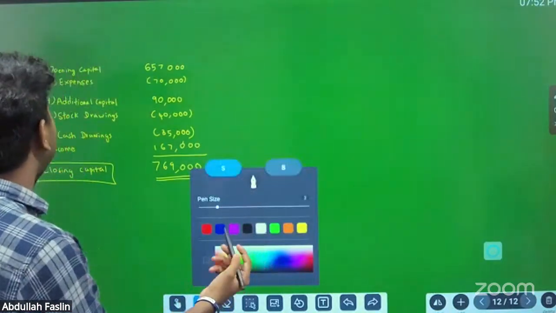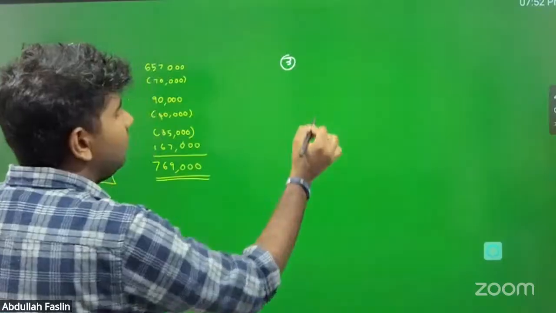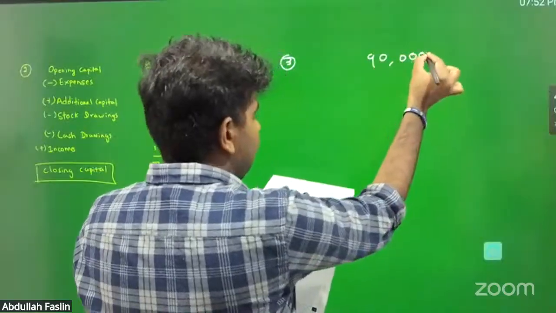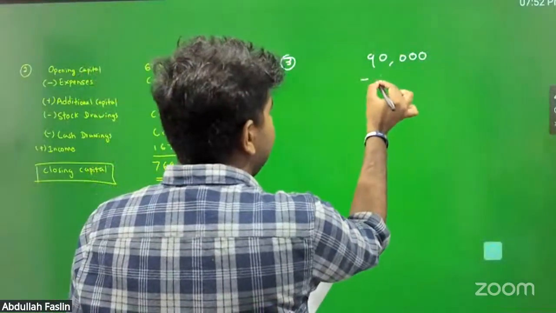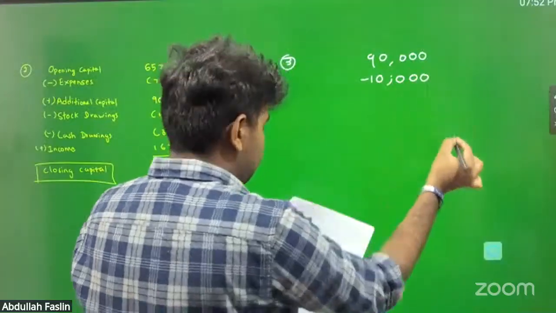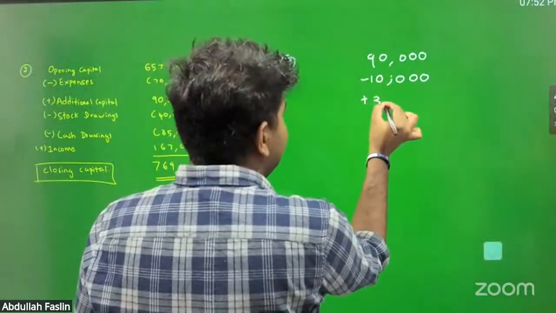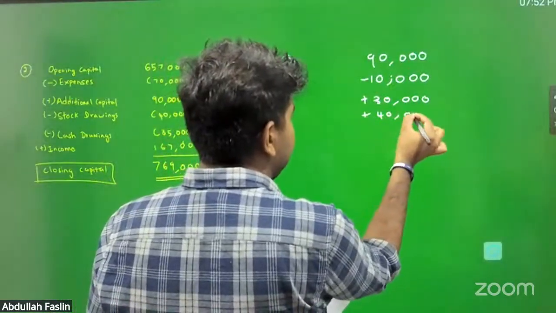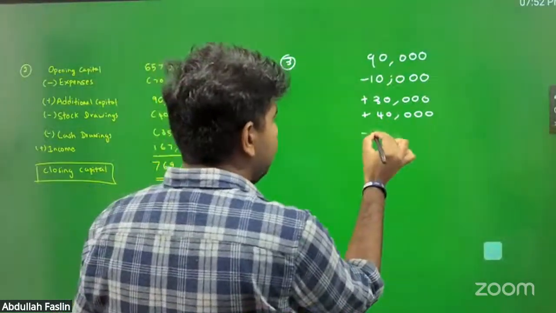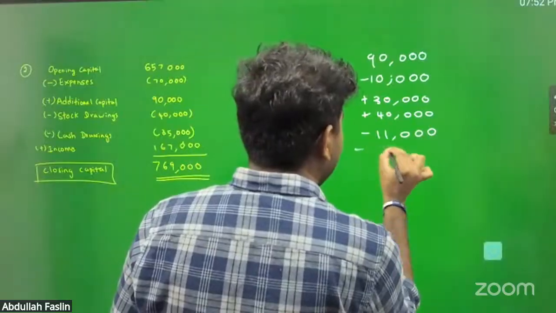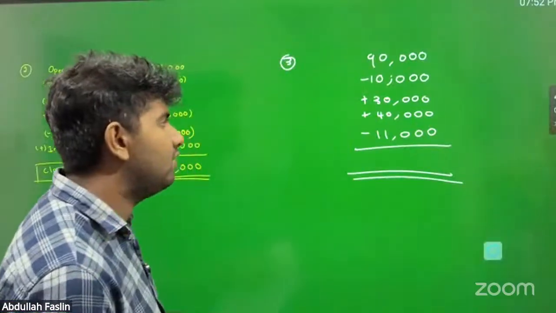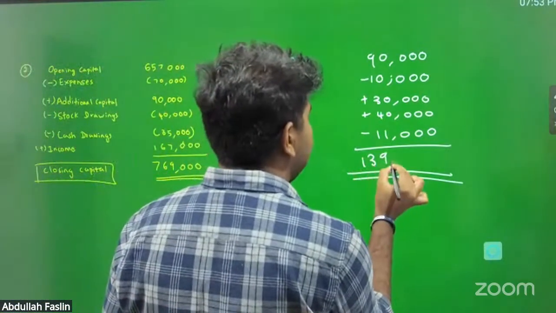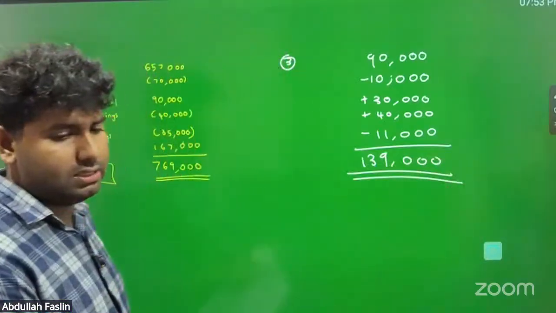Okay. Question number 3. Opening capital is 90,000. Expenses 10,000, so you deduct 10,000. Additional capital 30, therefore add the 30,000. Income 40, add the 40,000. Drawings 11, deduct the 11,000. Then finally you get the closing equity. What is the answer for this? 139,000. Yes, 139.